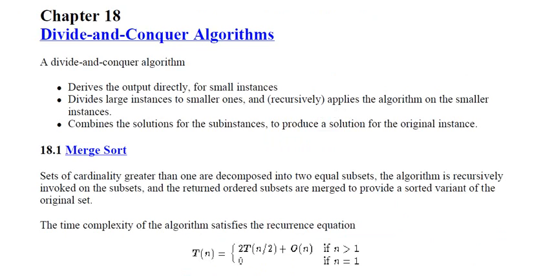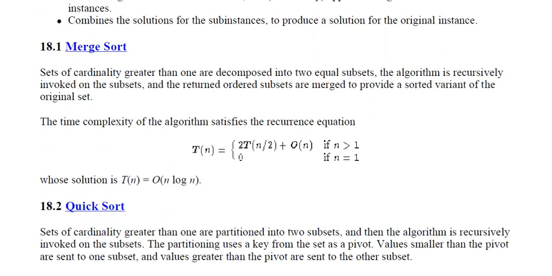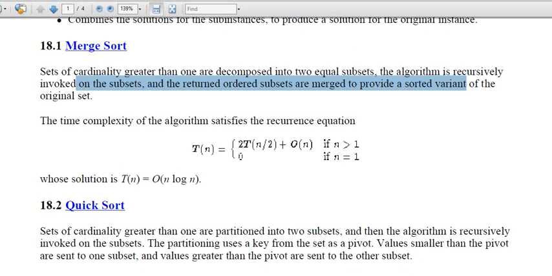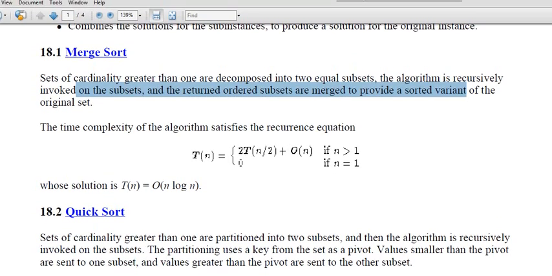In the divide and conquer algorithm, here some points are declared. Here we have discussed the merge sort. A set of cardinality greater than 1 is decomposed into two equal subsets, then the algorithm is invoked on the subsets and the subsets are merged. Then it is known as the merge sort. That means first of all we divide the problem into two parts and then combine them with the solution. That's how the sort is known as the merge sort.